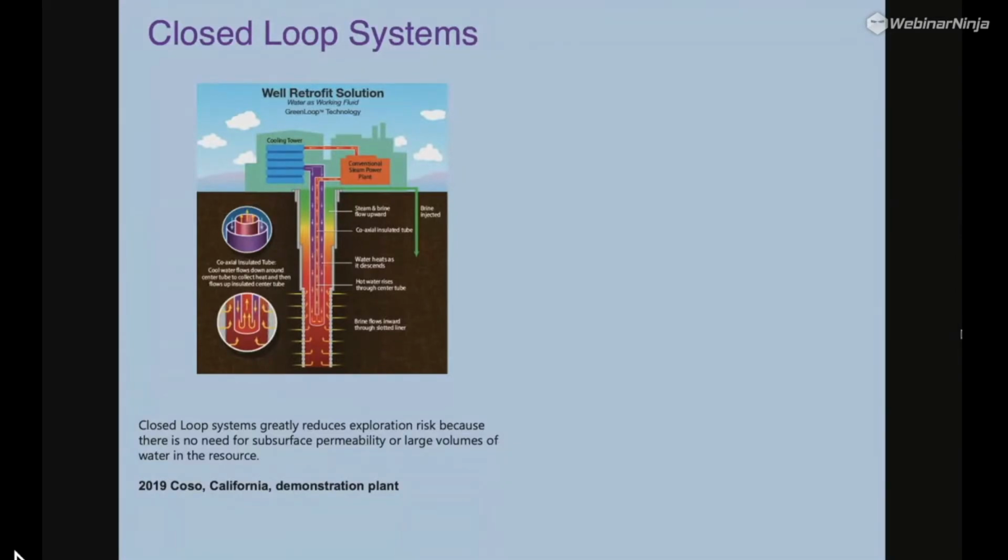And so Greenfire Energy are a company that have been developing in this sphere. They're the first one I was aware of. In 2019, they had a demonstration plant in California, and it's basically using a coaxial well where cool water flows down around the center tube and collects heat, and then it flows up the center of the insulated tube. And it's this system that never comes in contact with the reservoir fluid, and it's this closed loop system that drives the turbines or supplies heat for transfer.